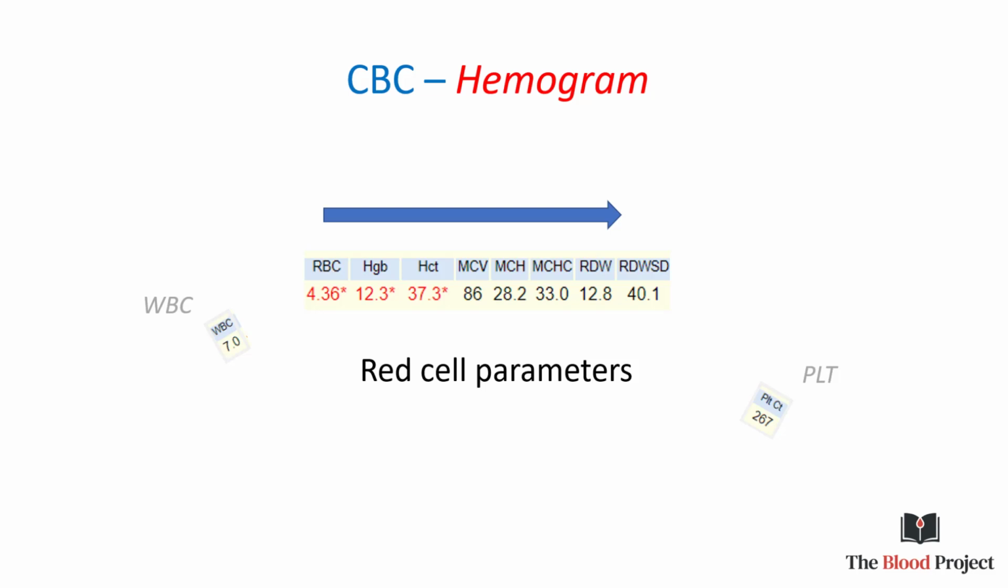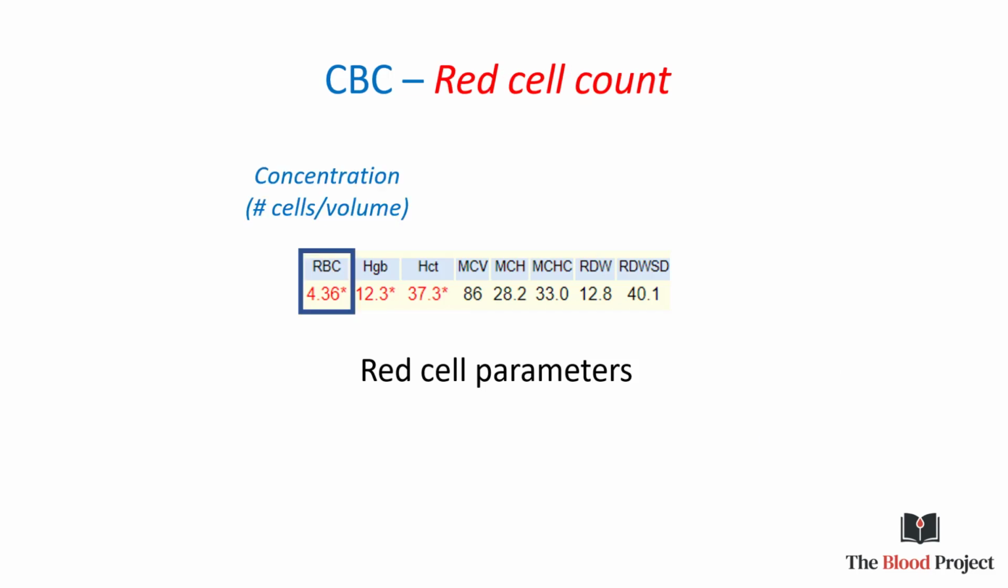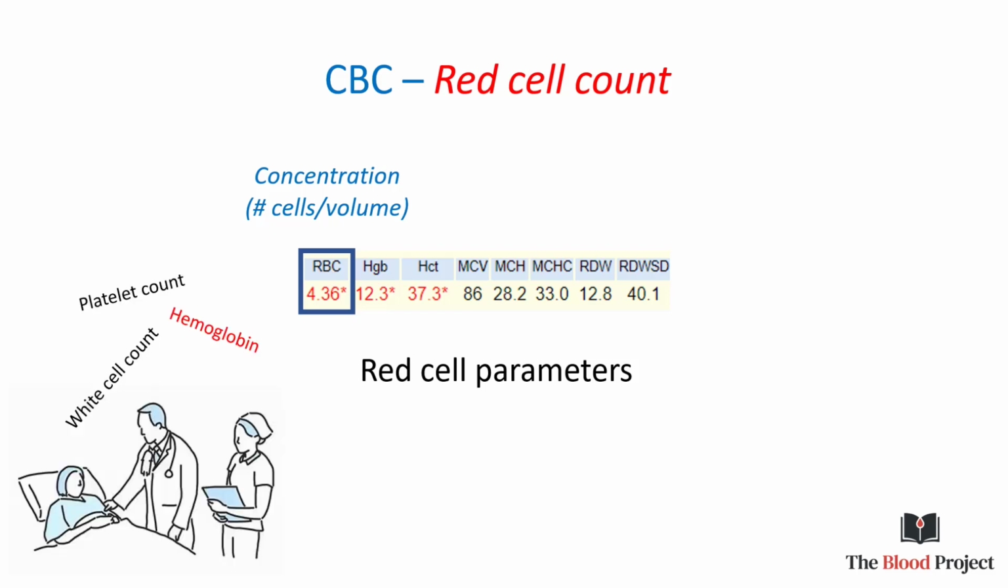I will briefly discuss each of these parameters in turn, moving across the panel from left to right. First up is the red cell count, a parameter that I bet most of you have never seriously considered. Have you ever wondered why we routinely refer to a patient's platelet count and white cell count, yet use the hemoglobin and the hematocrit instead of the red cell count to refer to the red cell mass? We will return to this question a little later.